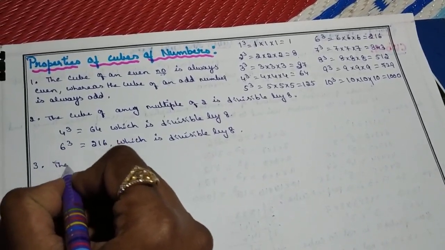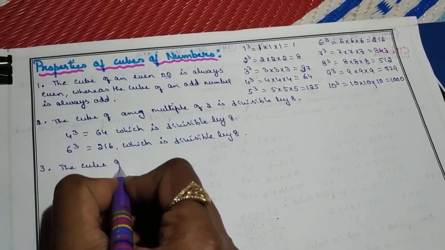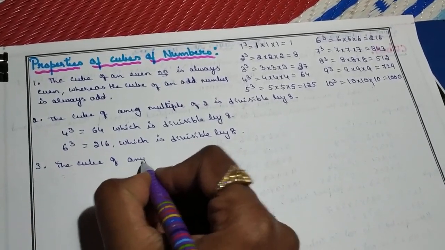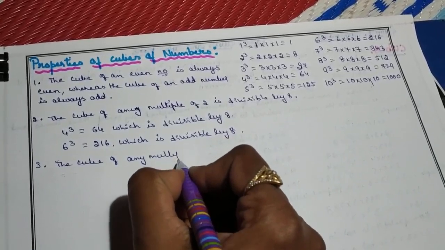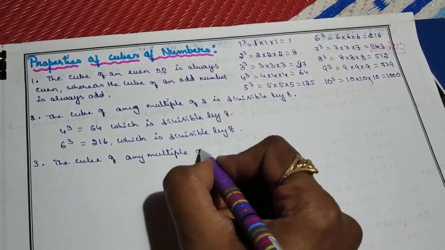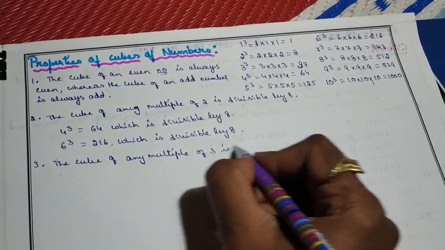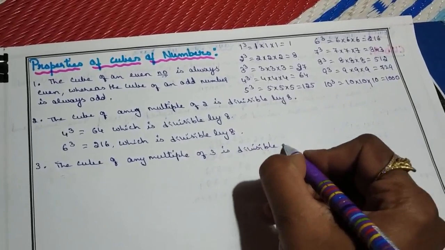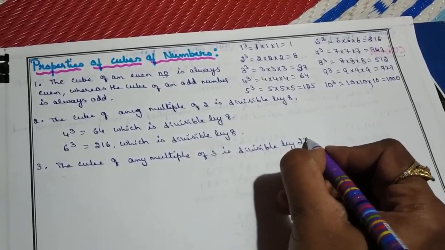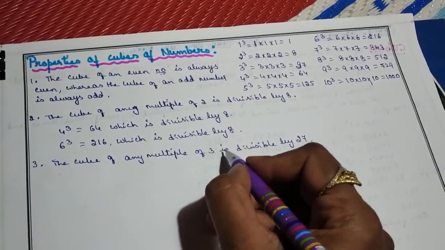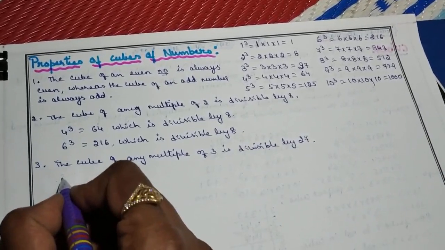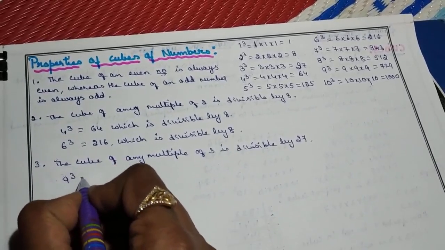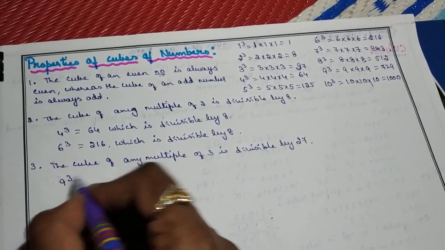The cube of any multiple of 3 is divisible by 27, because we know that 3's cube is 27. So if I go with the example 9 cube, 9 is a multiple of 3, right?